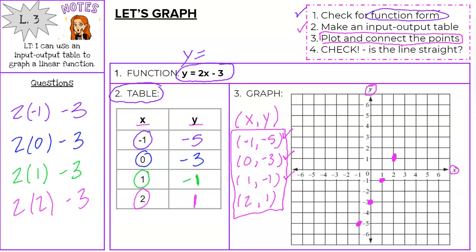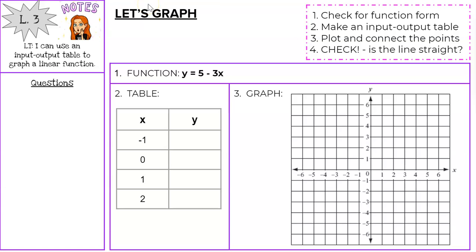Now, the check piece is super important. Is the line straight? So when I connect these points, did I make a straight line? And the answer is yes, I did. So that is good because we're working with linear functions, which means we need to graph straight lines.